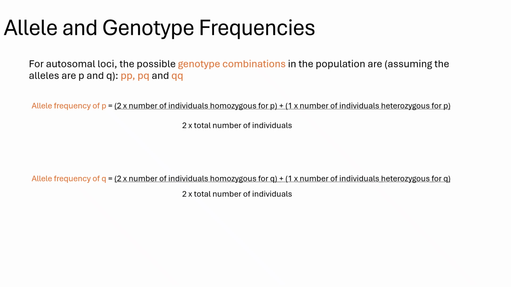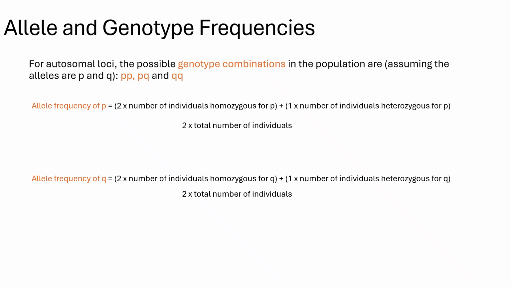Now, there is a difference between allele frequency and genotype frequency. For autosomal loci, the possible genotype combinations in the population, assuming the alleles are P and Q, but you need two of these in order to form a genotype. So the genotype could be PP or PQ or QQ.